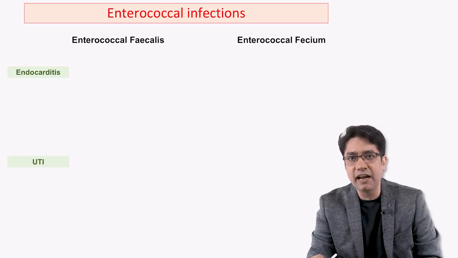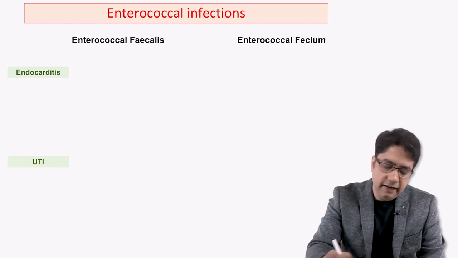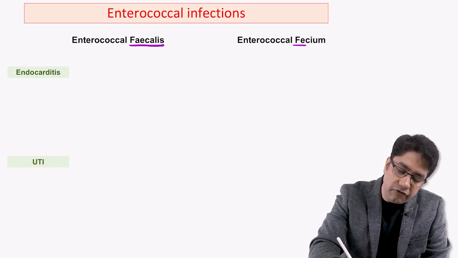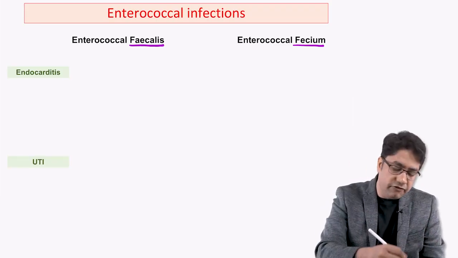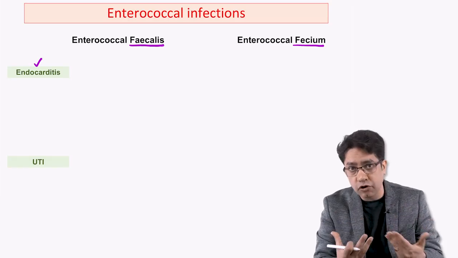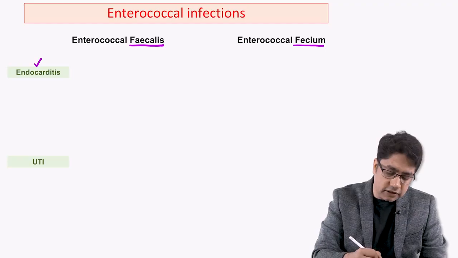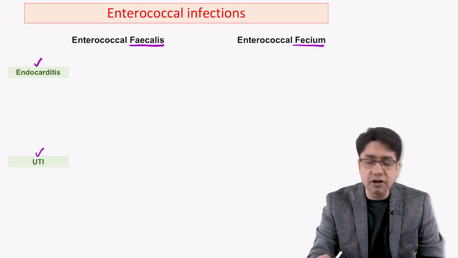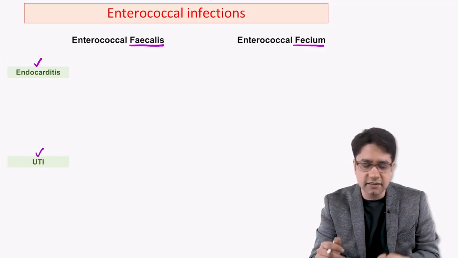Now let's talk about enterococcal infection. Enterococci are gram-positive bacteria. It has two species, Enterococcus faecalis and Enterococcus faecium. People who are IV drug abusers or immunocompromised suffer from enterococcal endocarditis. And when we put a Foley's catheter, it can cause catheter-associated urinary tract infection. So first, let's talk about the treatment of enterococcal endocarditis. A very dangerous condition.